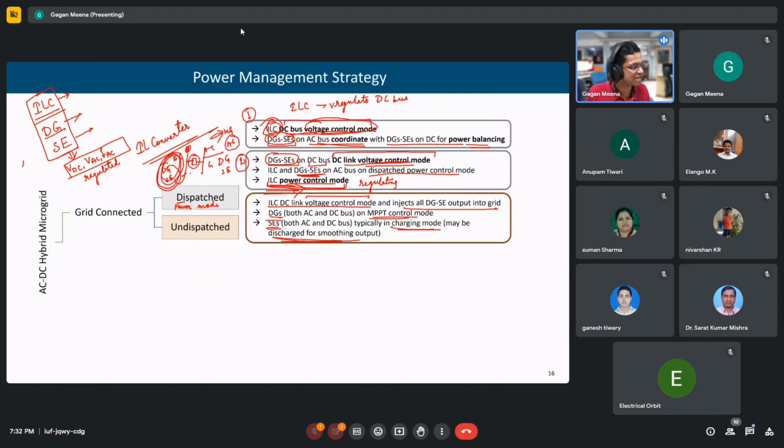The storage will be charged so that it can switch off whenever there is a requirement, when the renewable generation is low. So it will discharge only for smoothing the output, and for that the discharge requirement is not that much, it will be less. So overall it will be charged. And if it is fully charged, then also MPPT will continue. No need to go into off MPPT.